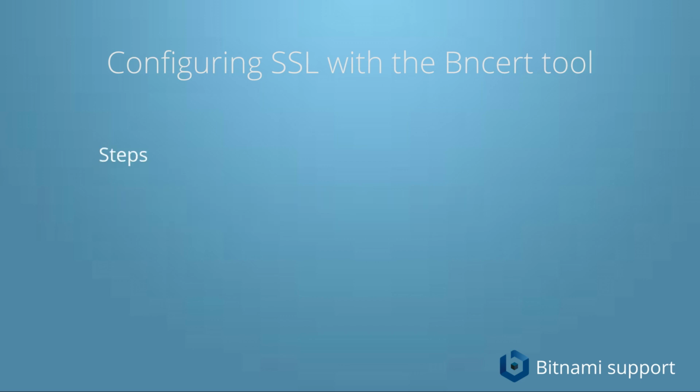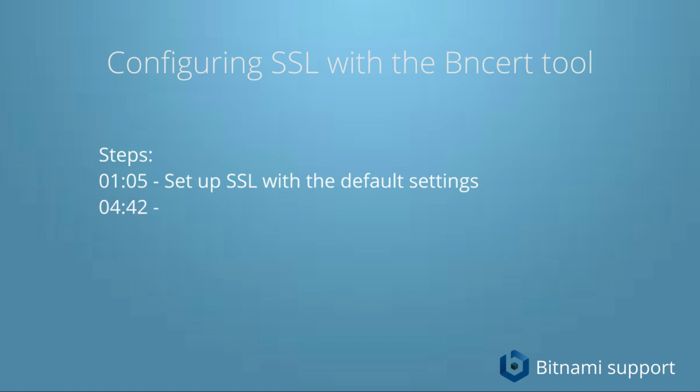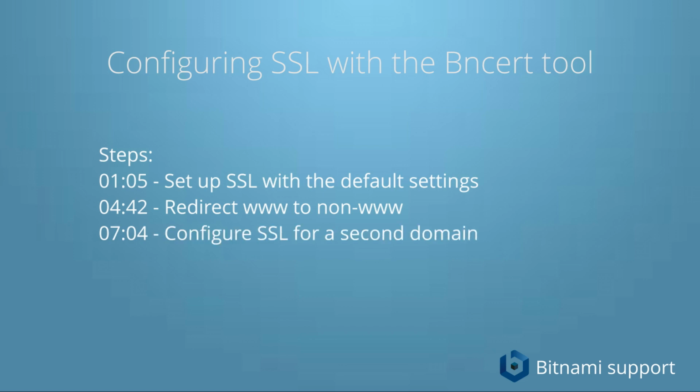These are the steps we're going to follow. We're going to set up a certificate with the default settings using the Bncert tool and then check it. Then we're going to redirect www to non-www and check it as well. And finally we're going to add a second domain and check that as well. So let's get started.